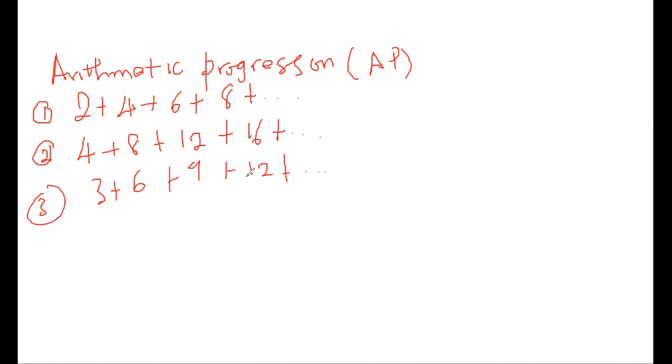Okay, so when we look at these three sequences, what is common about them? What do they share in common? When you look at them critically, multiples of 2. Then for here they are multiples of 4. Then the third one they are multiples of 3. Okay. So do they have something in common?